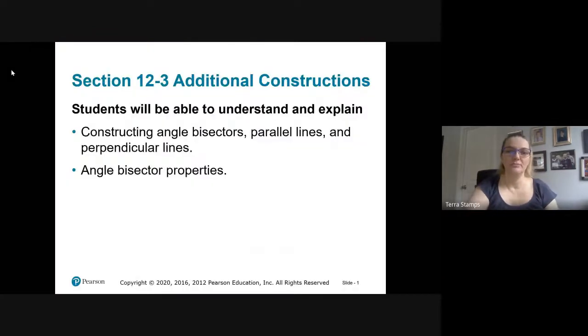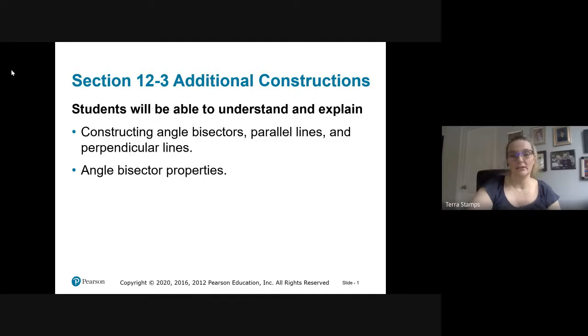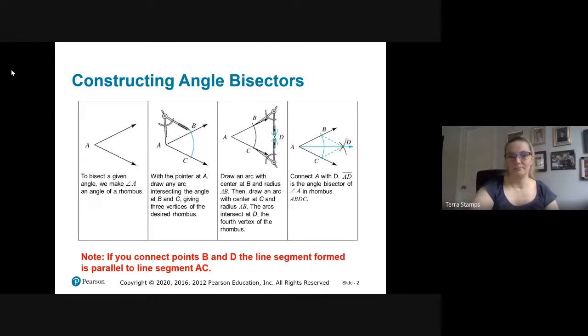So in this section, we're going to do some constructing of angle bisectors, parallel lines, and perpendicular lines, and talk about some angle bisector properties. So, constructing an angle bisector.